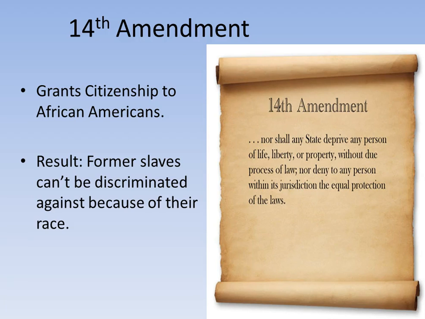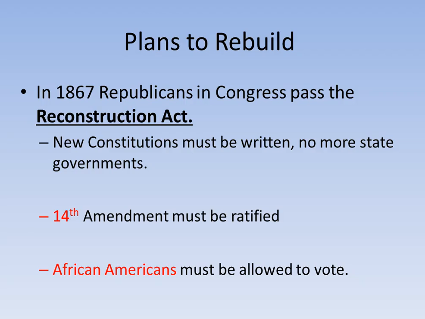Now the 14th Amendment will be proposed by Congress and eventually becomes a real amendment, and it grants citizenship to African Americans. That's a loaded word, citizenship, to become a citizen. But the result of that, well, we'll talk about that a little bit more in class, is that former slaves cannot be discriminated against because of their race or previous servitude, the fact that they were slaves. The 14th Amendment goes in and says, no, these African Americans are citizens just like the whites of the South, and therefore states have no right to discriminate against them. All right, so it's supposed to protect them.